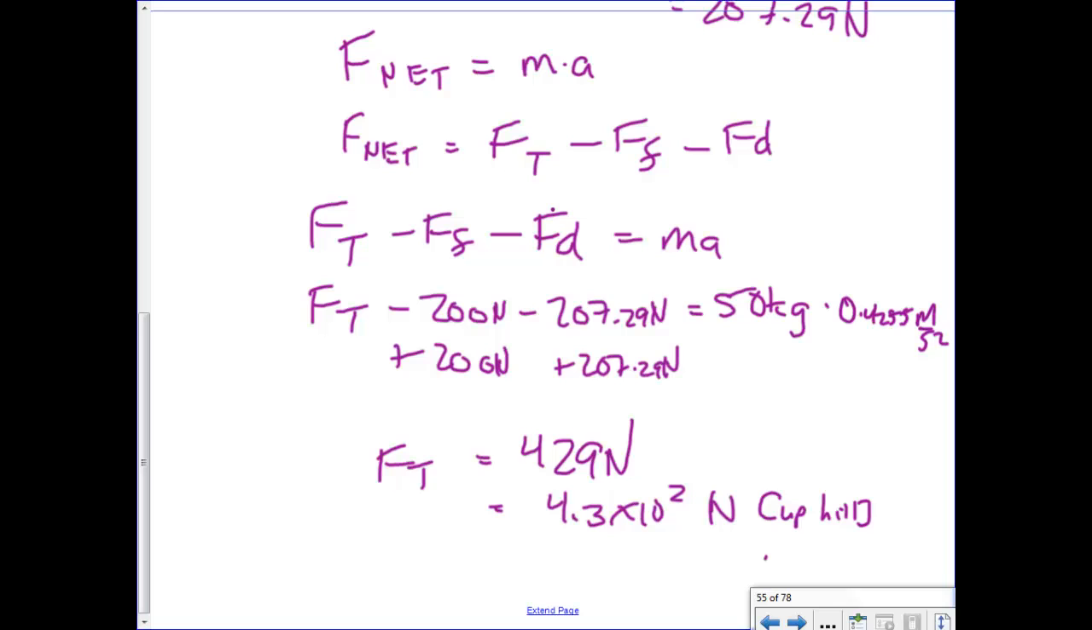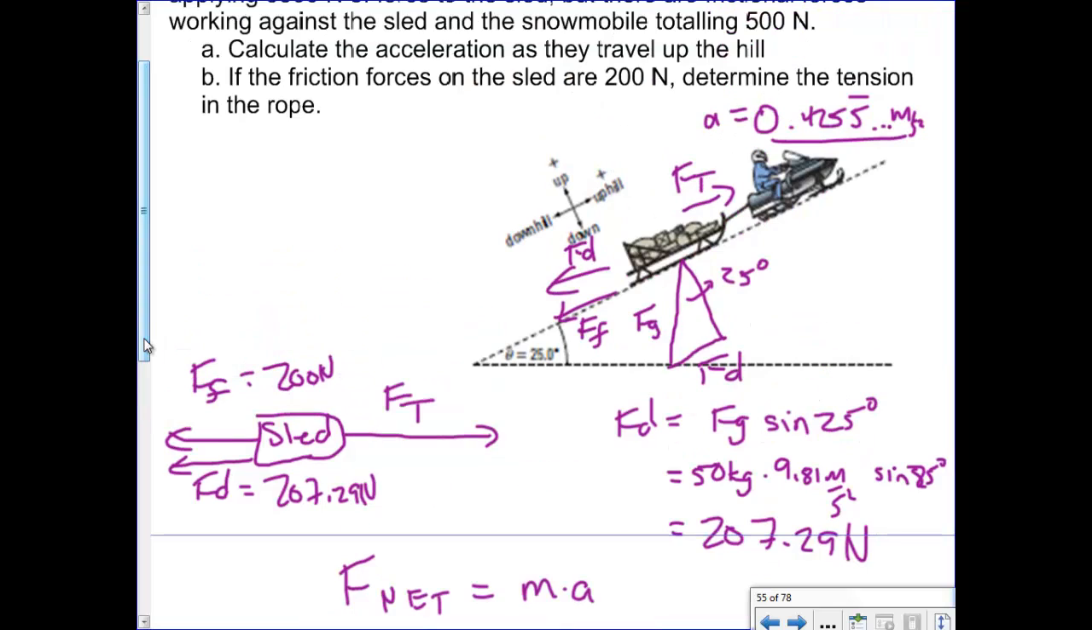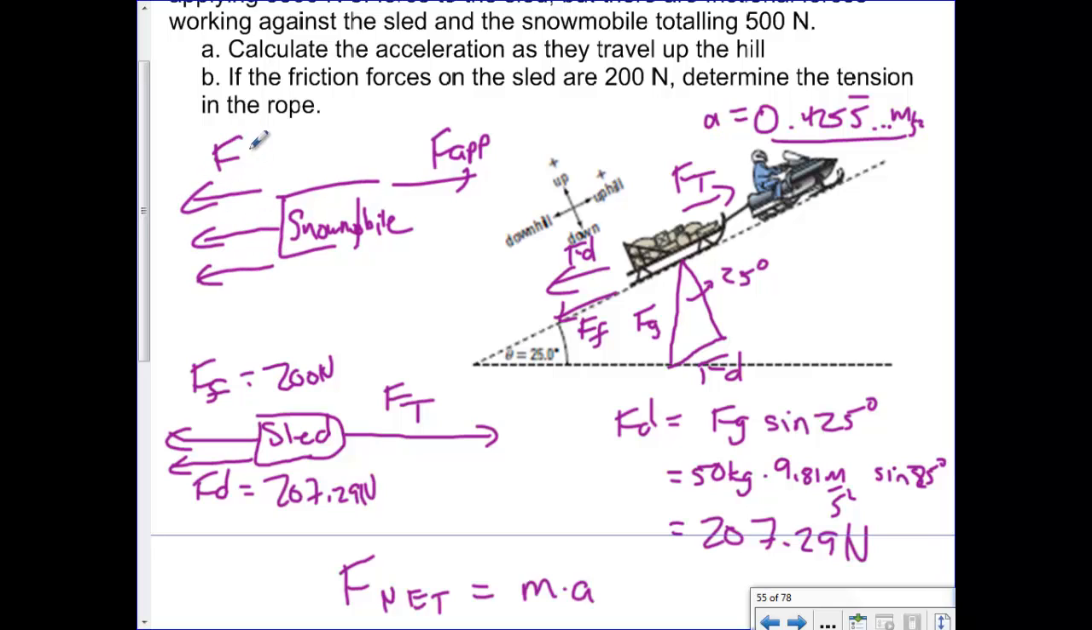Any questions on that? Did you guys get that on your own? Yep. Nice, okay. One more thought then. If I asked you then to find out some forces on the snowmobiler, let me just write them out here, the snowmobile, his forces would be an applied force of the motor, but backwards he'd actually have 3 forces pulling him backwards. He'd have friction pulling him backwards, he'd have downward force pulling him backwards, and he'd have tension pulling him backwards. Does that make sense?